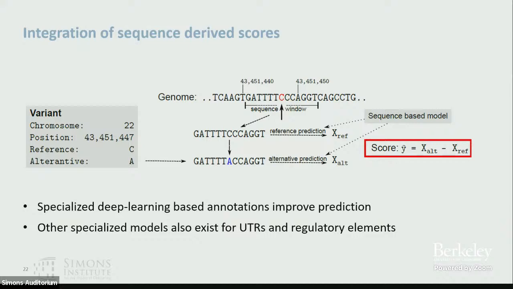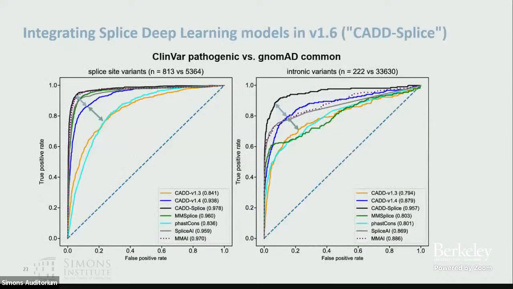We get a sequence-based model where we can put both alleles in, and we can calculate a difference, a delta value for the potential change to the genome. And we can integrate these delta values in our model. And there are other specialized models becoming available for UTRs and for regulatory sequences, which I will briefly address too. So we can then see that just integrating these additional annotations improves our model performance in these specific categories.